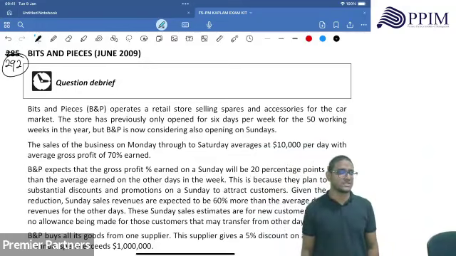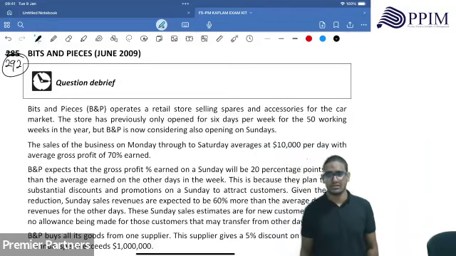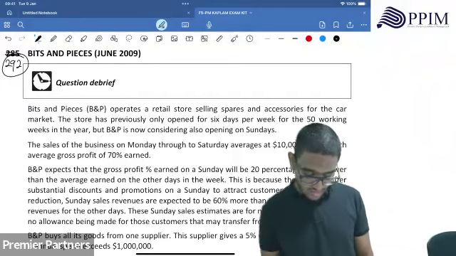So it's an interesting question and requires some thinking. As you can see, at the top they say question debrief, which means Kaplan also feels that this question is quite a good one, and they want you to watch the video of the lecturer explaining this question.